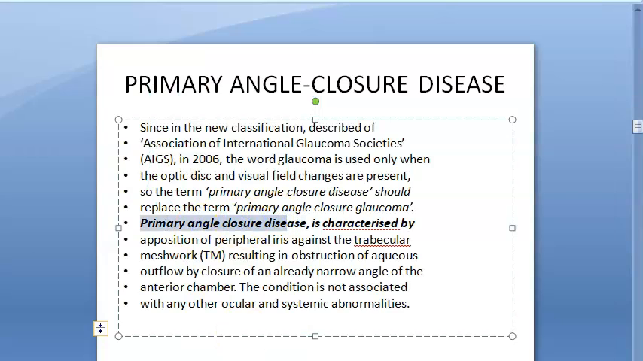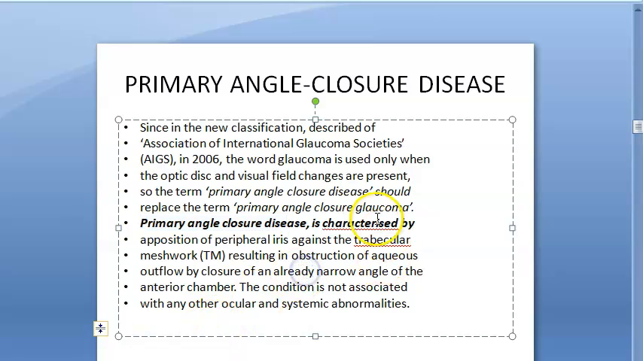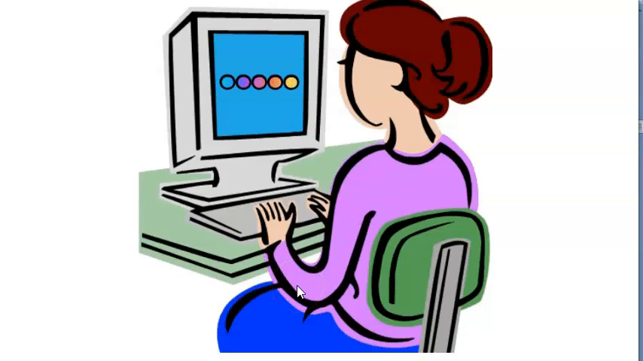So guys, whenever the angle closes, right, it's just an angle closure disease. Only when it leads to optic nerve damage and visual field defects, etc., it becomes a primary angle closure glaucoma. Okay, disease is just this peripheral iris against the trabecular meshwork resulting in the obstruction of the aqueous outflow. That is the angle closure disease.